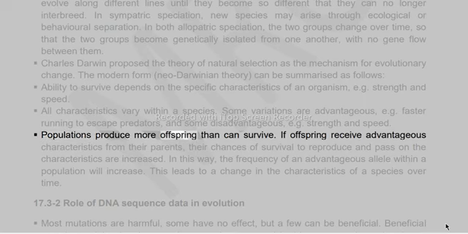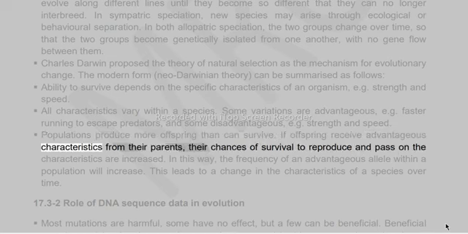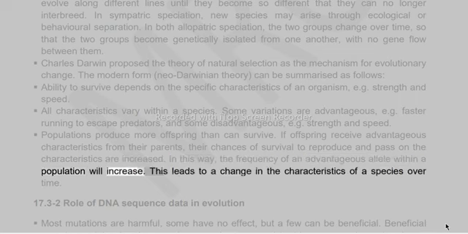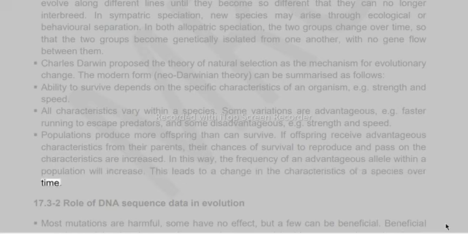Populations produce more offspring than can survive. If offspring receive advantageous characteristics from their parents, their chances of survival to reproduce and pass on the characteristics are increased. In this way, the frequency of an advantageous allele within a population will increase. This leads to a change in the characteristics of a species over time.